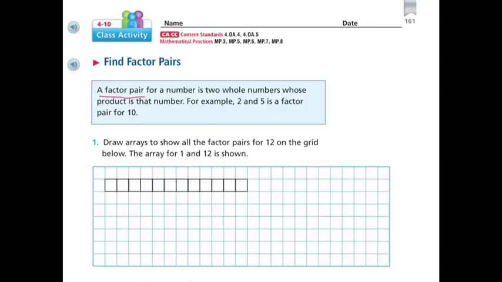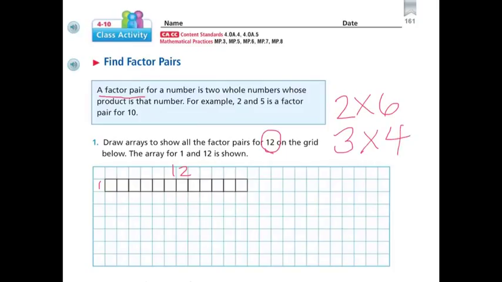A factor pair for a number is two whole numbers whose product is that number. For example, 2 and 5 is a factor pair for 10. So let's think of all the ways that we can get to 12 with factor pairs. The first one is an array. 1 and 12 is a factor pair. Another one we know is 2 times 6 and 3 times 4.